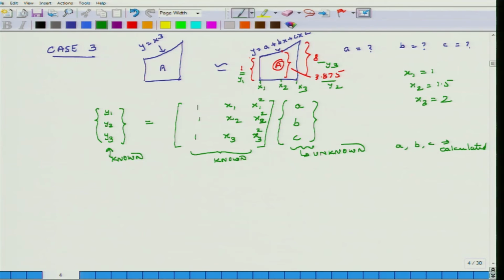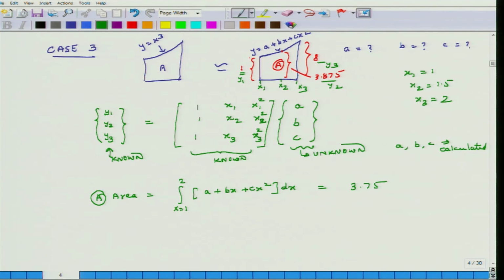Once we know A, B and C, then area A is equal to what? Whatever A, B and C we calculated, we can calculate from x is equal to 1 to 2, the integral of A plus Bx plus Cx square dx. In this way we can calculate area A. By integrating A plus Bx plus Cx square in the limits x is equal to 1 to 2, we can find out area A. Understood? And if we do all this math, we find that this area comes to be 3.75.